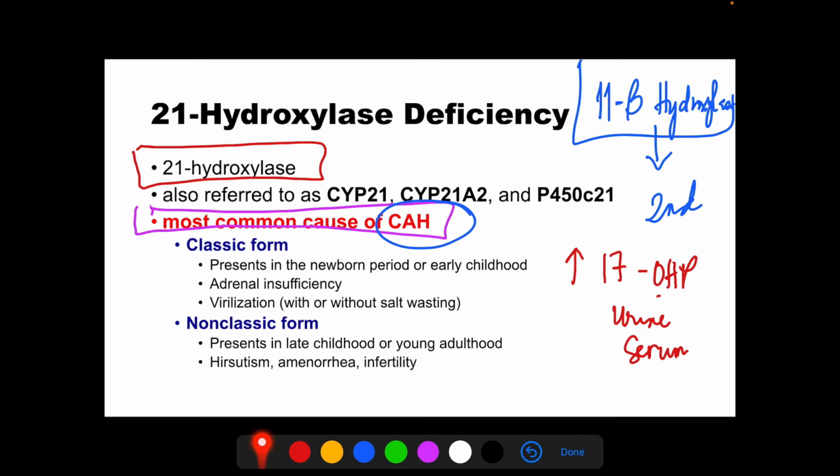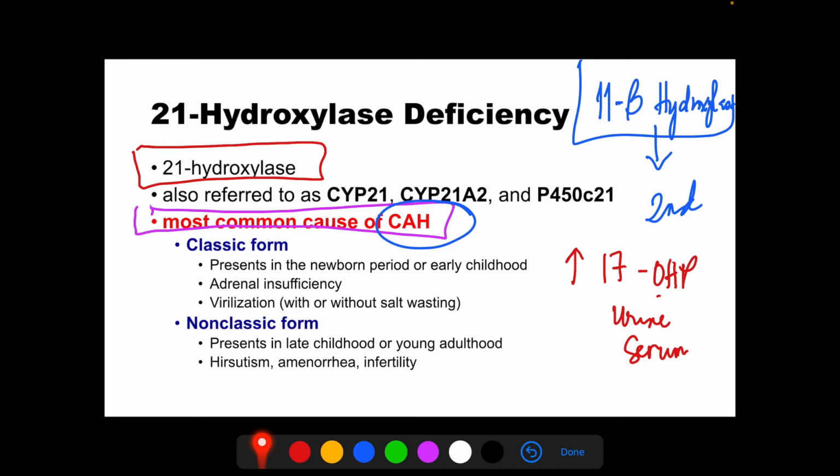So the non-classic form presents again in late childhood or young adulthood. So there is hirsutism. When we say hirsutism, it's a condition in women that results in excessive growth of dark or coarse hair in a male-like pattern. So in the face, in the chest, and the back. Okay, female persons with hairs in the facial area or in the other parts of the body.